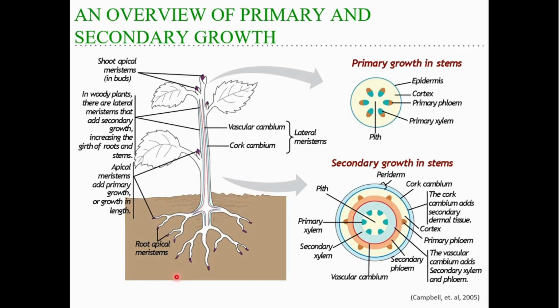So for the overview of primary and secondary growth, it shows that in woody plants there are lateral meristems that add secondary growth, which is the increase in the girth of roots and stem. And then the apical meristem adds primary growth, or growth in the length of the whole plant, the length of the roots and also the length of the shoots.